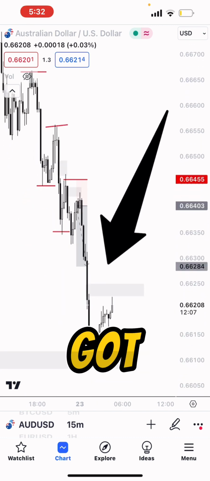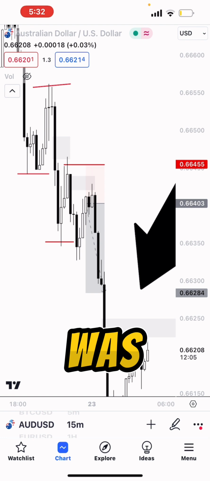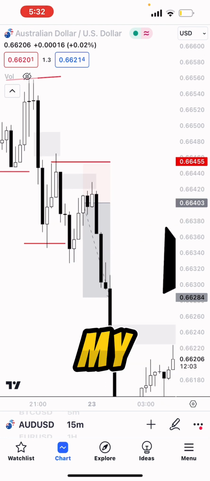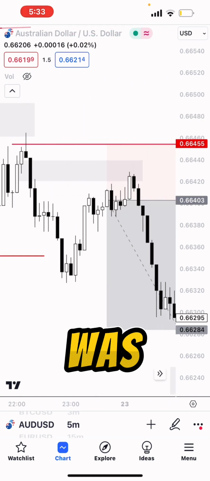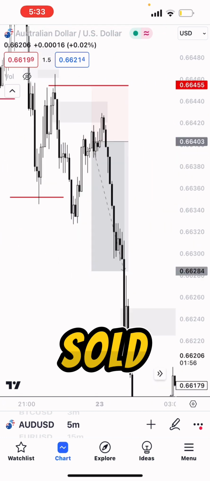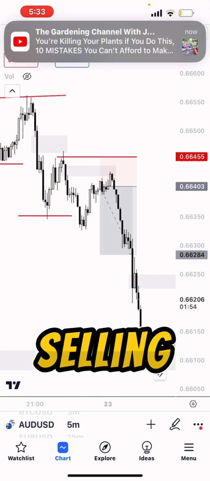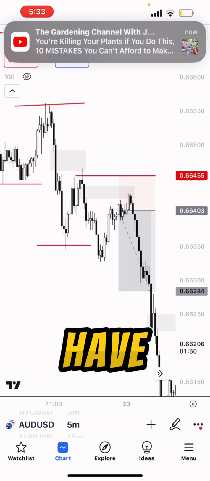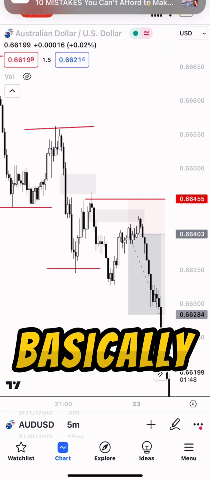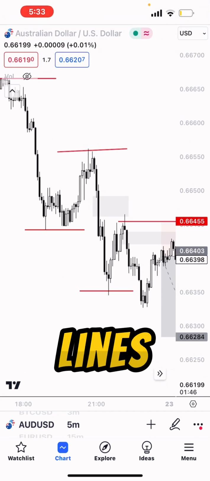And you see how I got into the trade here when I'm selling? Because the trend was bearish. My entry right here, if you guys look, was high. Okay, it was high, and then it sold off. So you should be selling high. And what I mean by selling high specifically, when you have market structure, that is basically your range. So you see how those red lines represent a range?